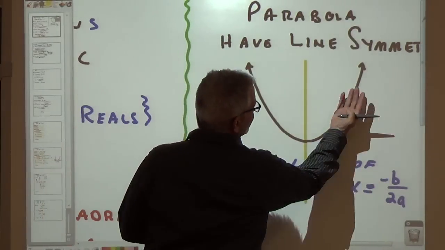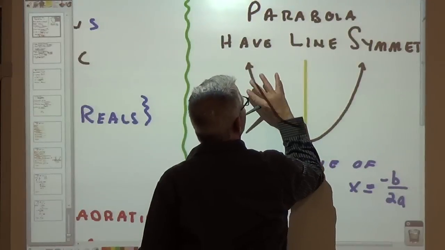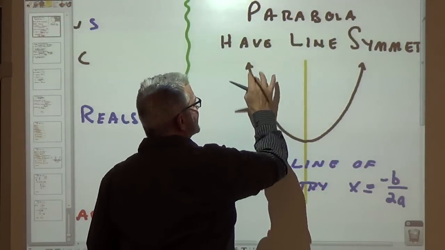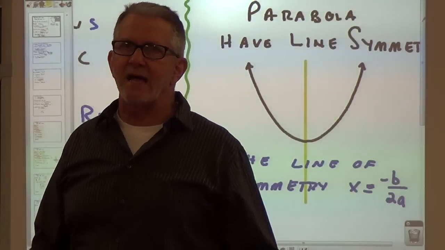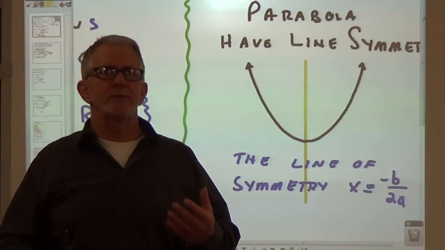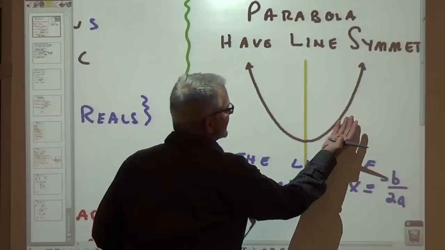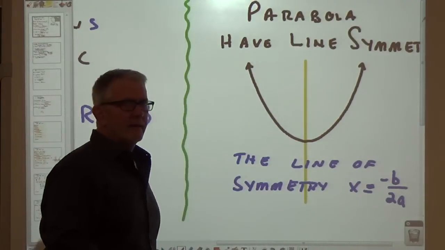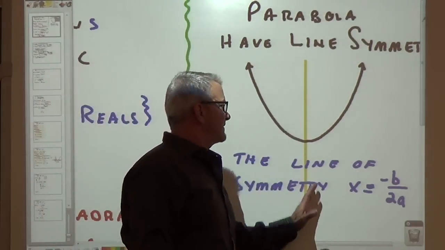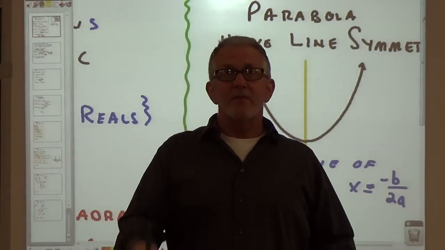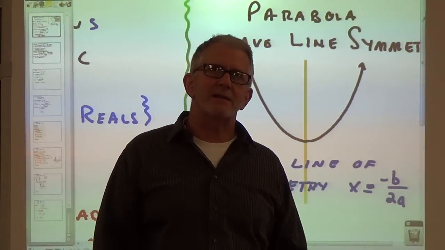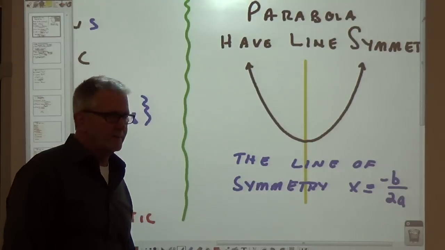That means you can take this half of the parabola and flip it across that line and it becomes that half. You know what symmetry is? You talk about symmetry in geometry, line symmetry, rotational symmetry. This does not have rotational, it has line symmetry. And we can actually find the line of symmetry. The line of symmetry is x is equal to negative b over 2a. The x-coordinate of the vertex is the line of symmetry of that parabola.